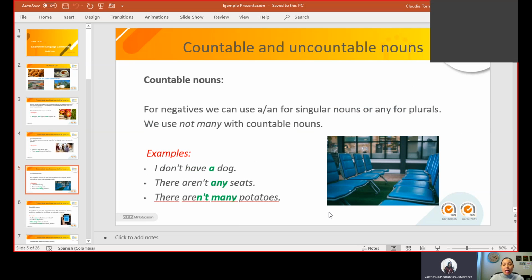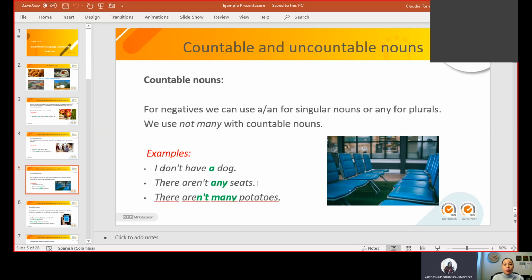Okay, now for negatives, we can use a or an for singular nouns or any for plurals. And here we have examples, right? So I don't have a dog. So that's the first rule, right? So we can use a or an for singular, a dog, only one. Now, this is negative. I don't have a dog.